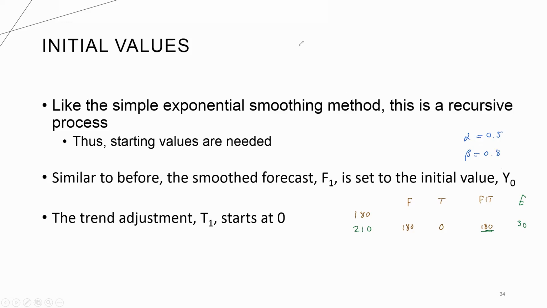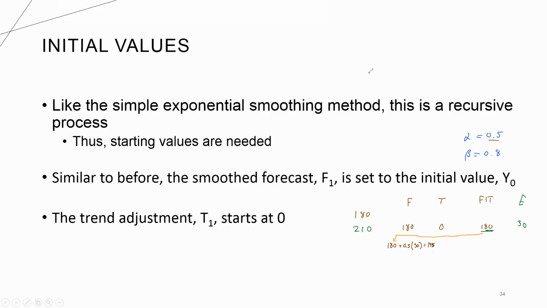So then what's our new forecast going to be? Our new forecast is going to be the old forecast, including trend, the 180, that is this number, plus alpha, which is 0.5, times the error, which is 30. So we're getting 195. That is our new smoothed forecast value.